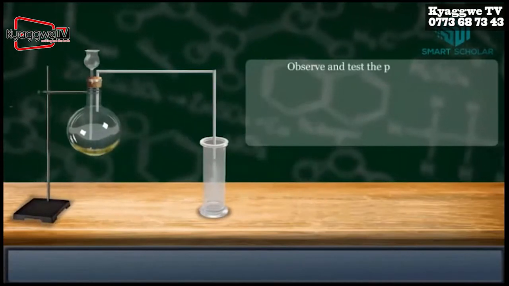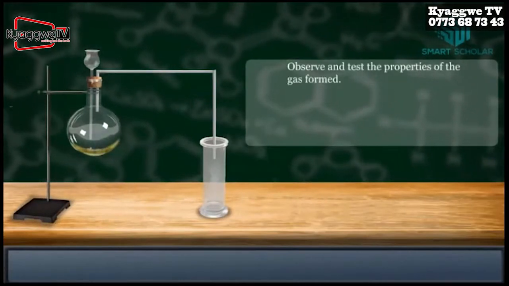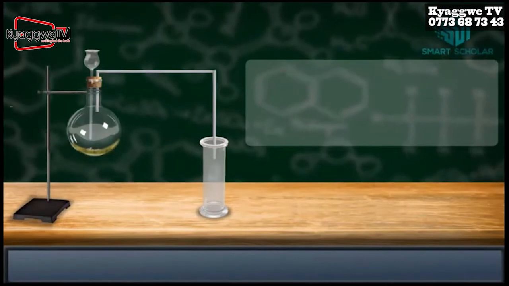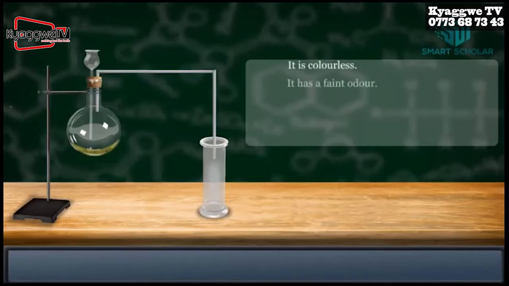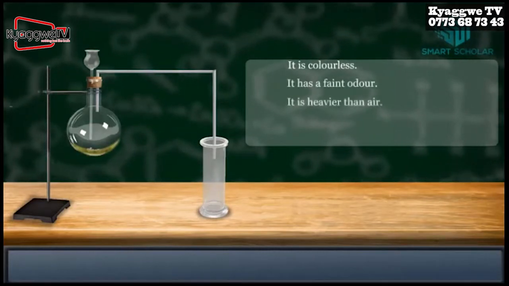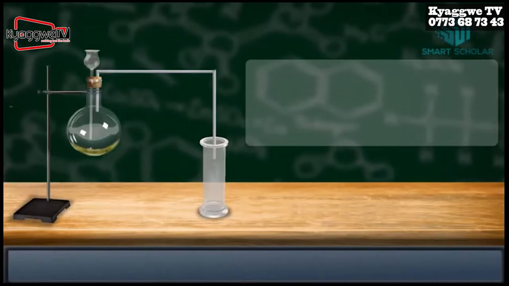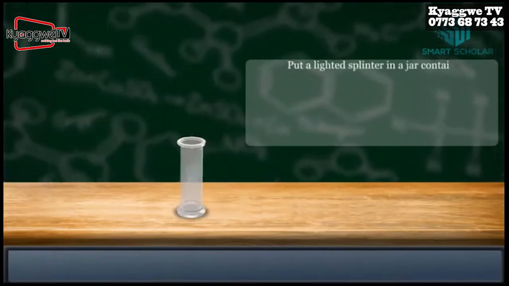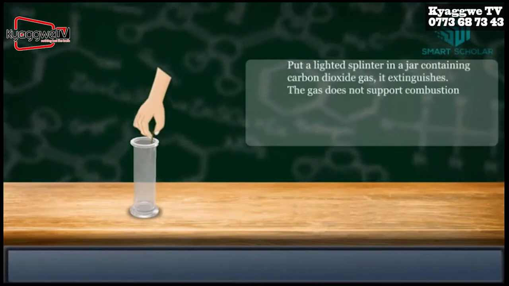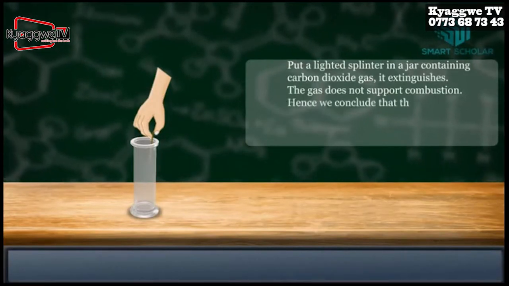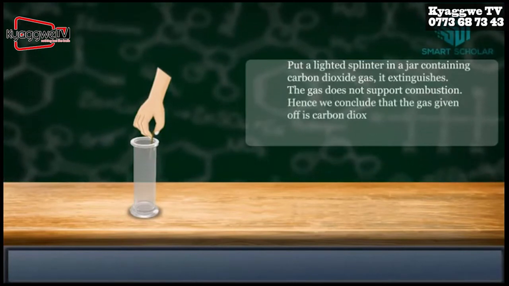Observe and test the properties of the gas formed. It is colorless. It has a faint odor. It is heavier than air. Put a lighted splinter in a jar containing carbon dioxide gas. It extinguishes. The gas does not support combustion. Hence we conclude that the gas given off is carbon dioxide.